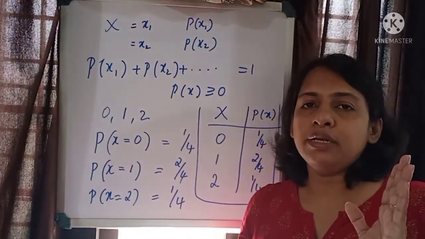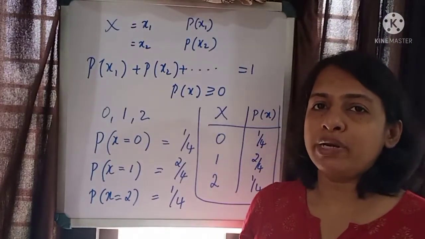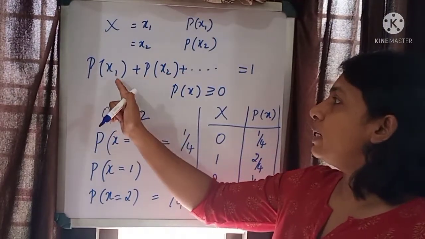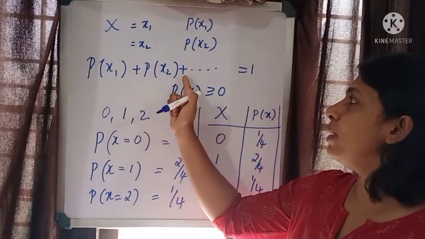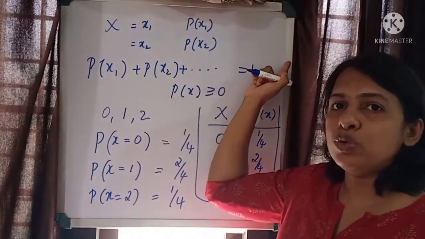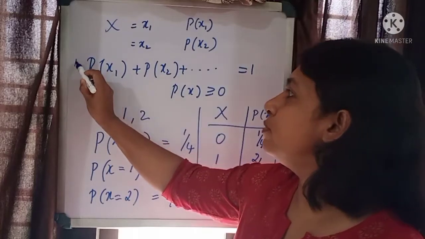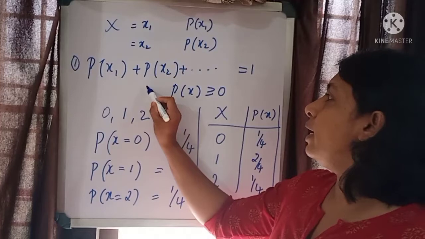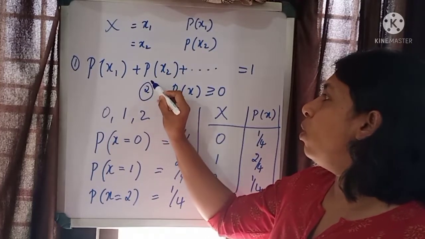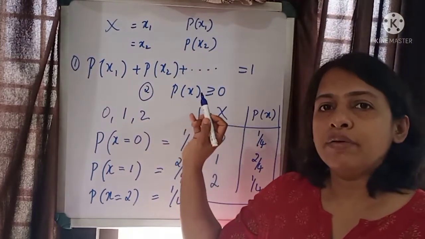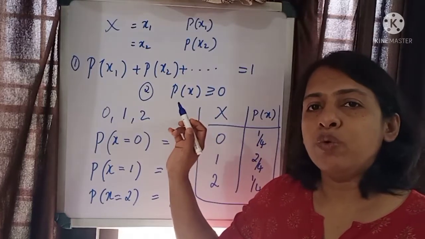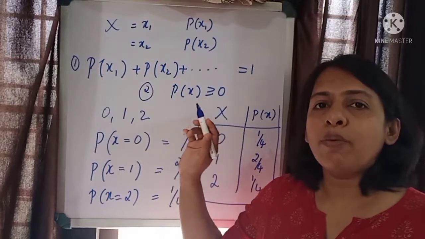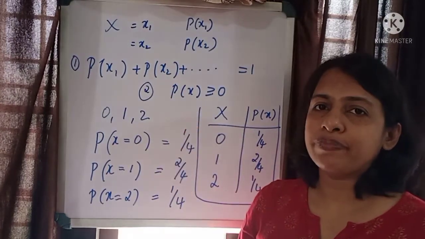Probability distribution possesses two properties. The first property is that P of x1 plus P of x2 plus etc. is equal to 1. The sum of the probabilities will be 1. And the second property is that all the probabilities will be greater than or equal to 0. These are the two properties of a probability distribution.